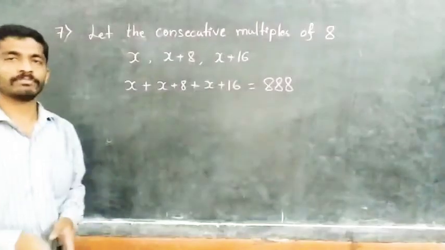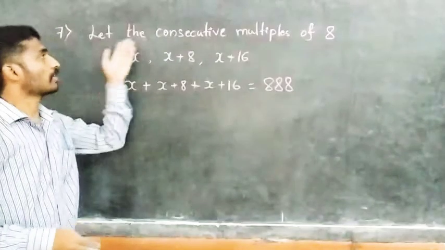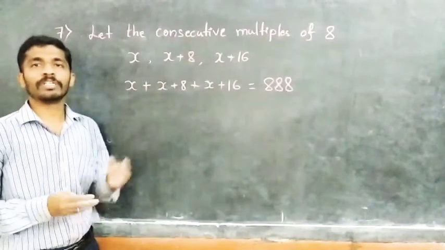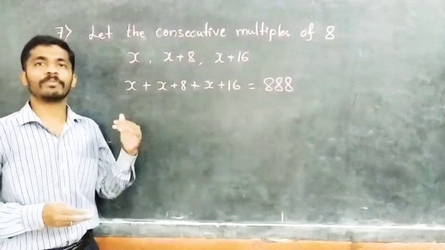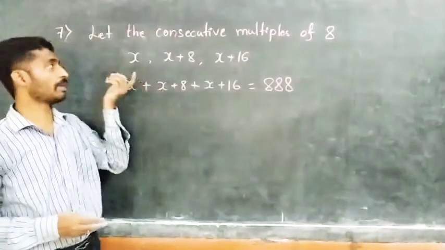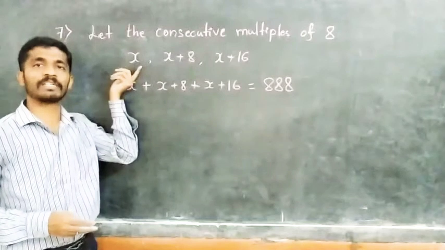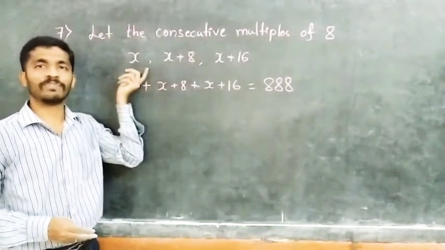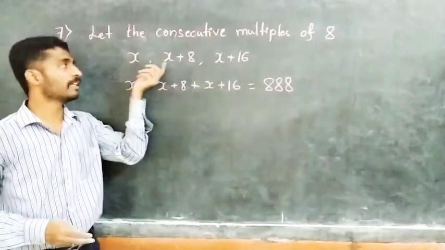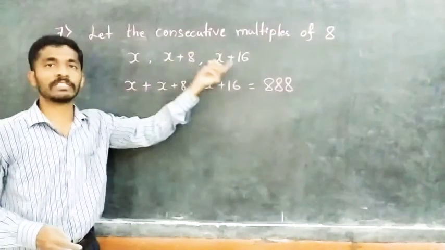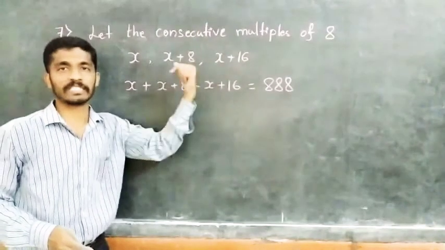In the 7th question, they gave consecutive multiples of 8. So if one number is a multiple of 8, then the next number is also a multiple of 8. If I take the first number as x, then the next one will be x plus 8, because if x is divisible by 8, then automatically x plus 8 is also divisible by 8. So the next consecutive will be x plus 16.